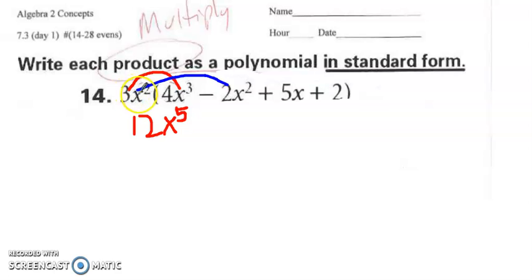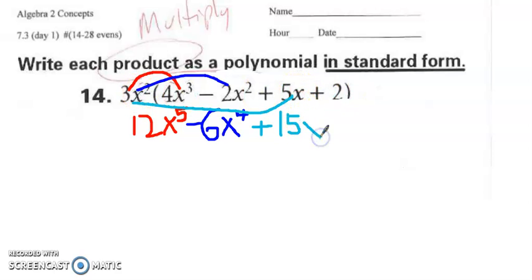Next I distribute the 3x squared to the negative 2x squared and get negative 6x to the 4th, because I have 2 x's and 2 x's make 4 x's. Then I'm going to distribute the 3x squared all the way over to the 5x. 3 times 5 is 15. That's positive, so I put a plus 15. And I have 2 x's in front represented by x squared, 1 x behind, so that's x to the 3rd.